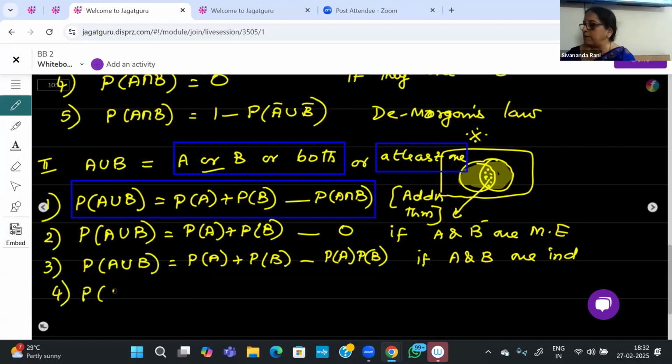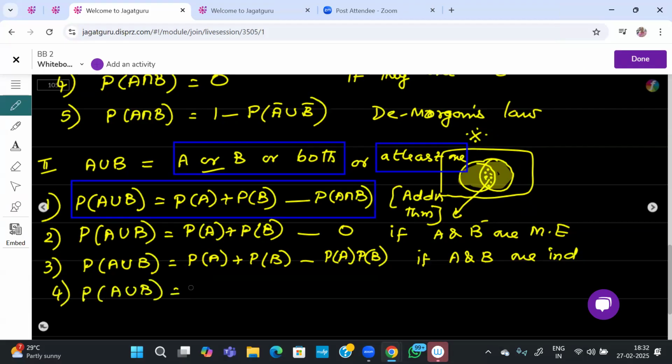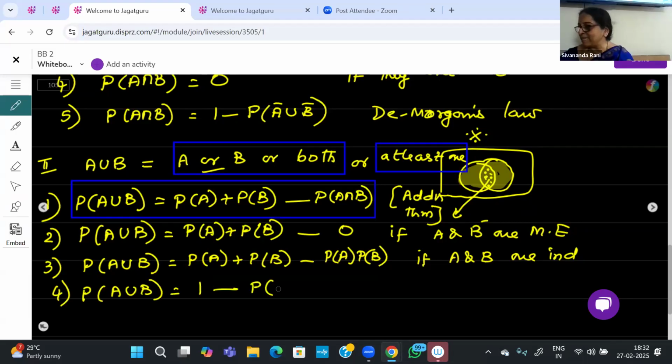Is there any other way of expressing P of A union B? 1 minus P of A union B dash, very good. It will be the whole, I know you're capable of saying this. 1 minus, come on, what is it? A union B the whole dash. Very good. What is it? A dash intersection B dash, A bar intersection B bar. Sai, you understand? If it is union here, it has to be intersection here. That is when De Morgan's law applies. Yes, ma'am.